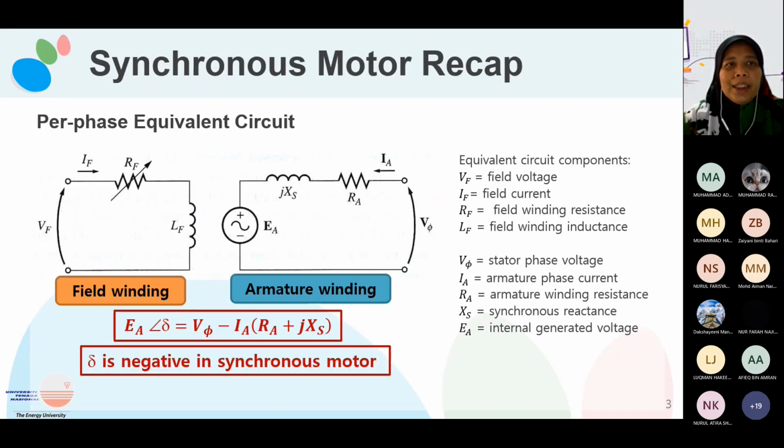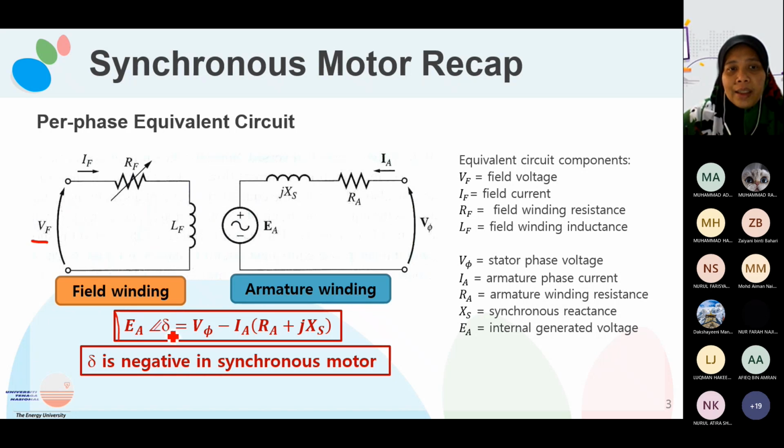Okay, if you still remember, actually the synchronous motor is a 3-phase motor, but we assume it is a balanced motor for this topic or for this subject. We are assuming that this synchronous motor is a balanced motor and we only analyze per phase equivalent circuit. So the synchronous motor have the field winding, okay, where you have VF and IF, okay, on your rotor side, and you have armature winding where this armature winding are supplied from the 3-phase supply, okay, and this is the equation of the armature winding.